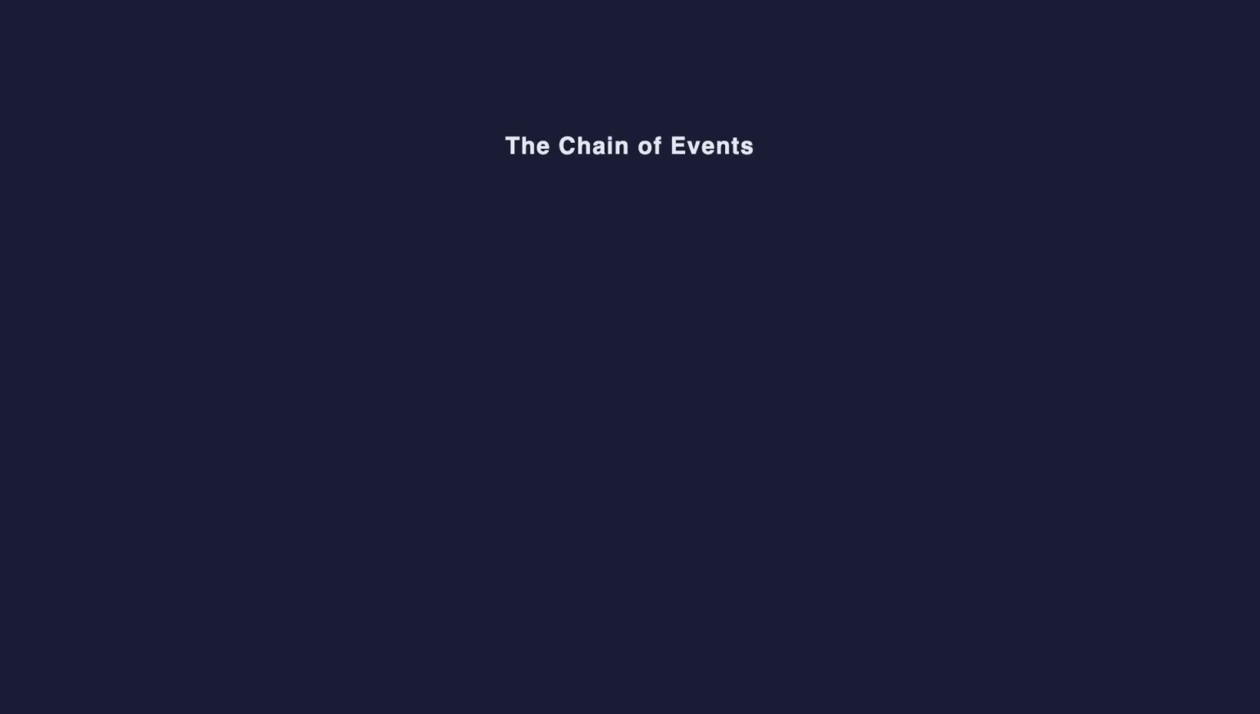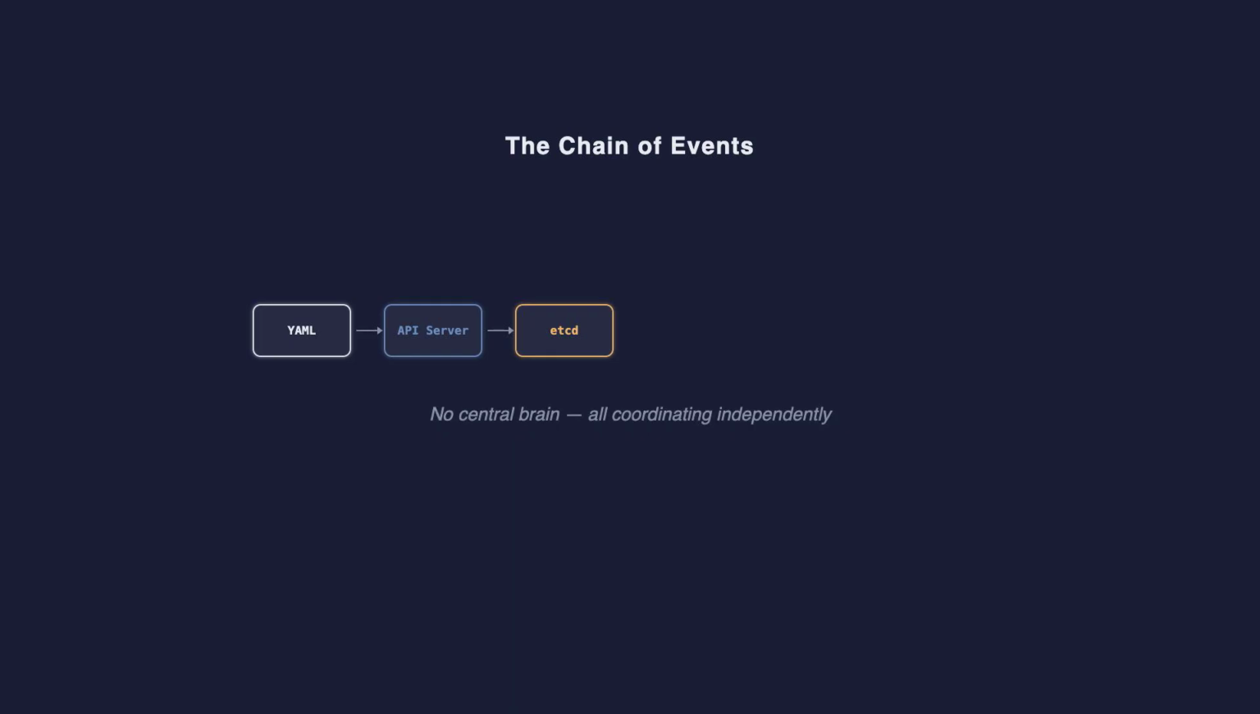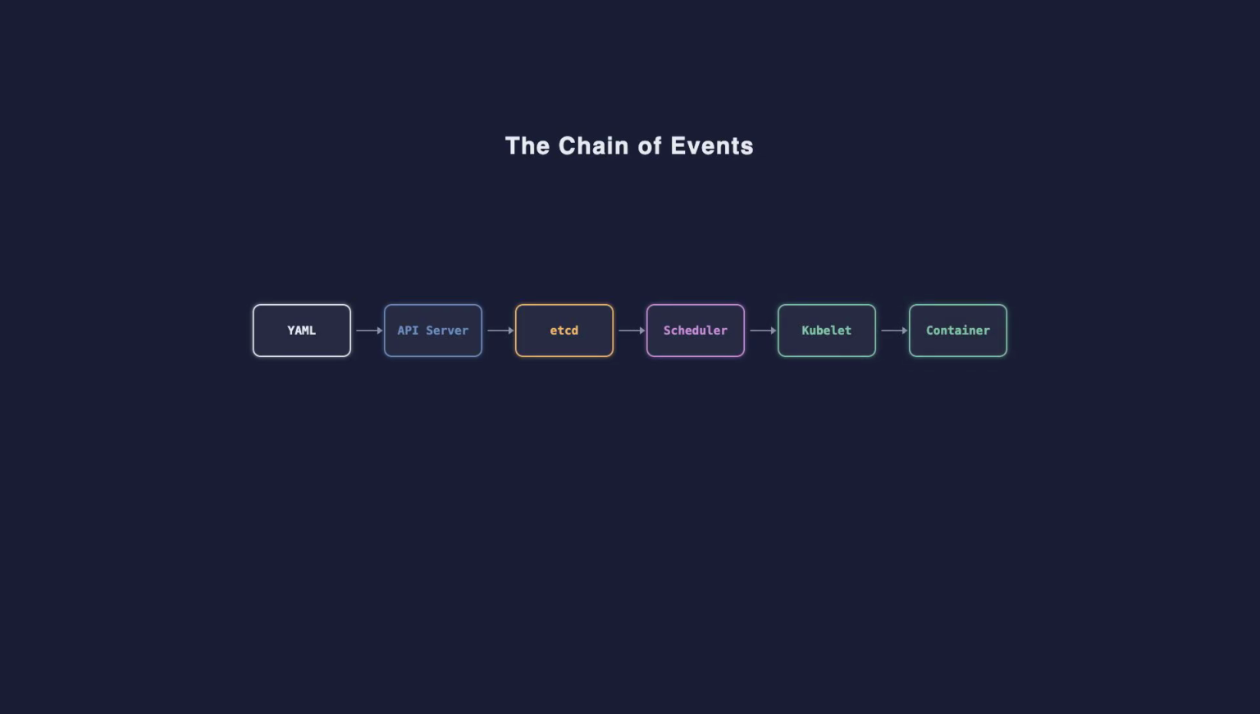That single command kicks off a chain of events involving at least 5 different components, spread across multiple machines, all coordinating without a single central brain telling them what to do. Your YAML file gets parsed, validated, stored in a distributed database, picked up by a scheduler, assigned to a machine, and handed off to a container runtime, all in a matter of seconds.